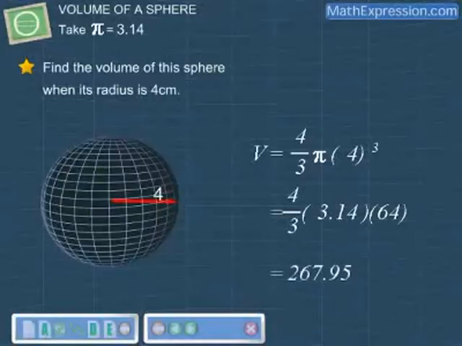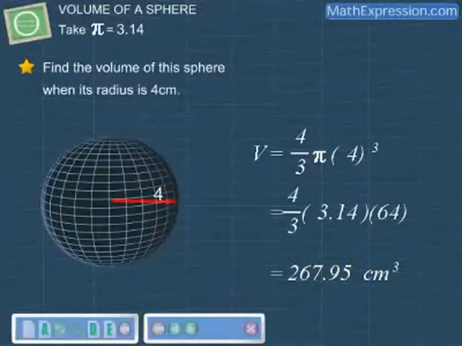267.95. Note that this number has no meaning unless we include the unit for it. Since the radius is in centimeters, the volume will be in cubic centimeters. Hence, the volume of this sphere is 267.95 cubic centimeters.